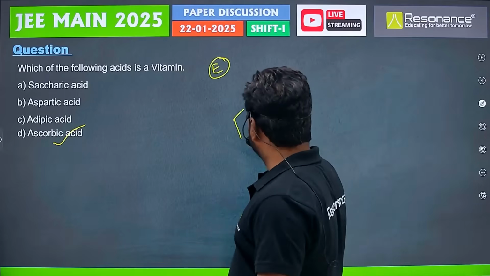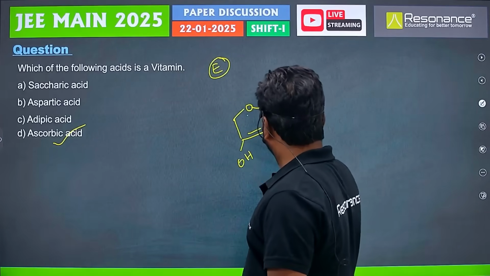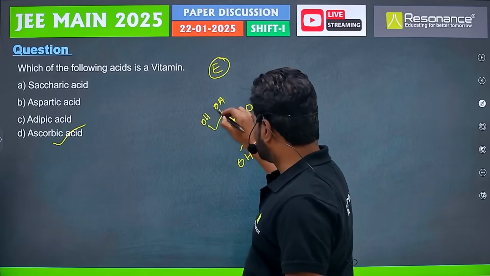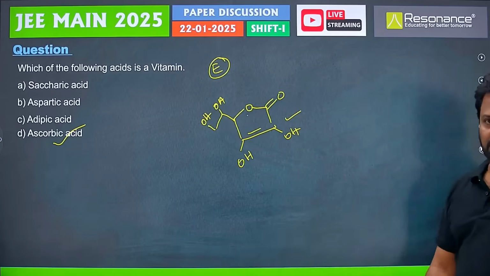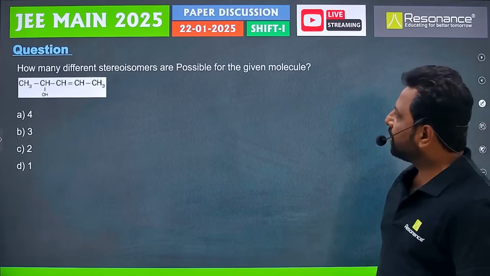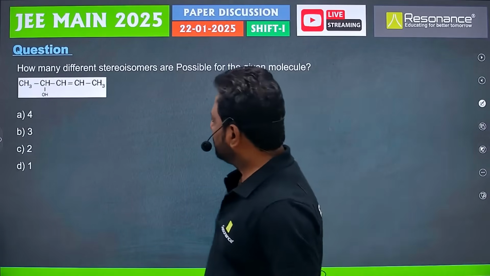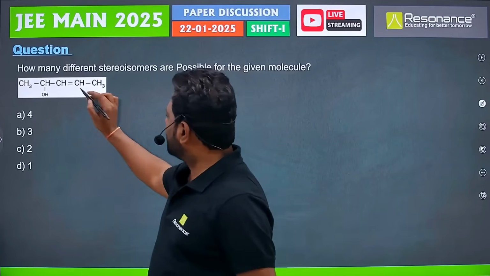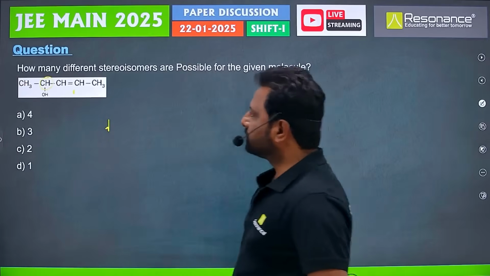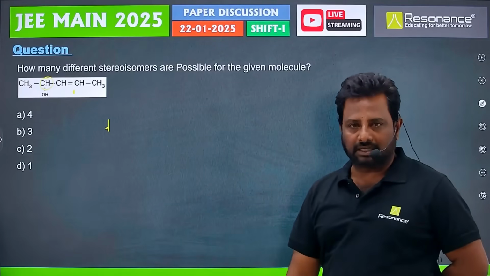The structure of ascorbic acid. So this is the structure of ascorbic acid, and ascorbic acid is considered as vitamin C. Then the next question: how many different stereoisomers are possible for the given molecule? Here, the number of stereogenic centers: the double bond is one stereogenic center, and one chiral center is there. So this molecule has 2 stereogenic centers.